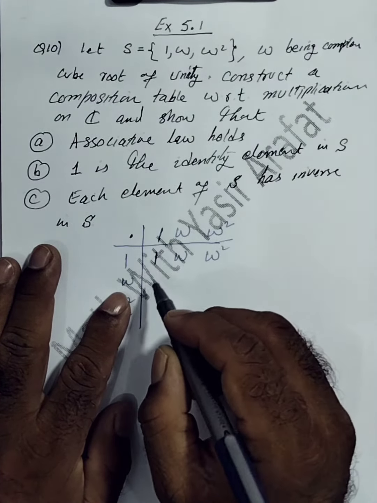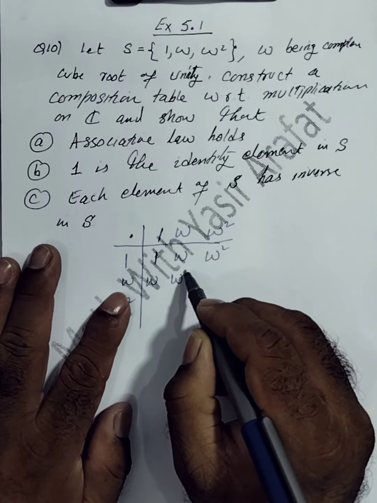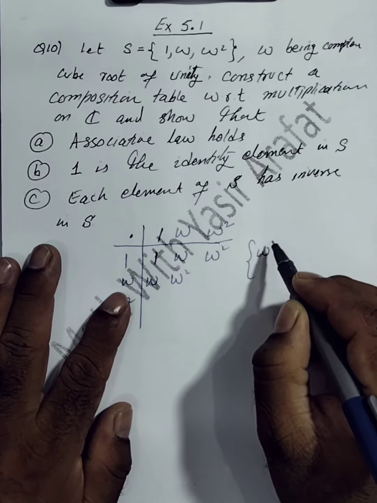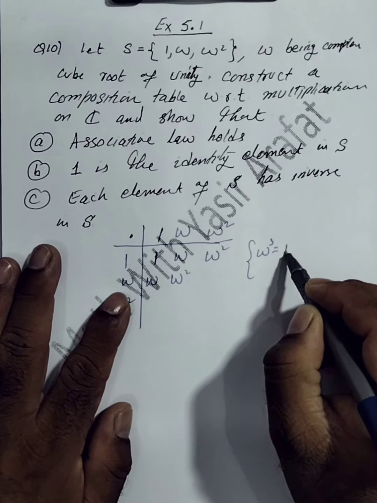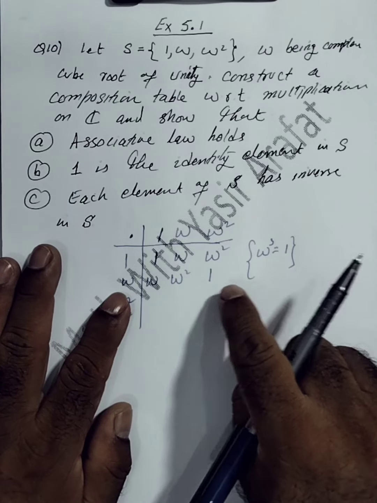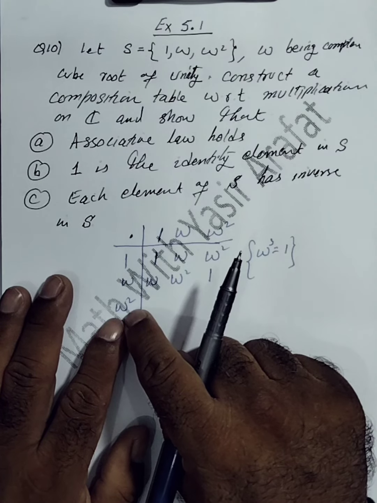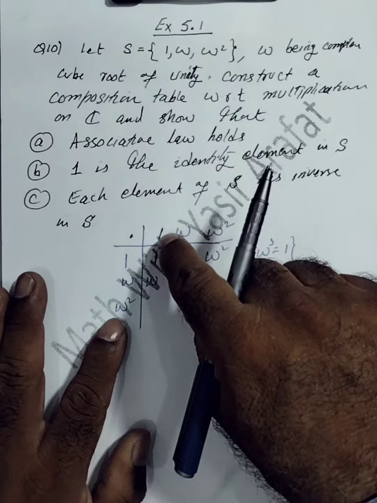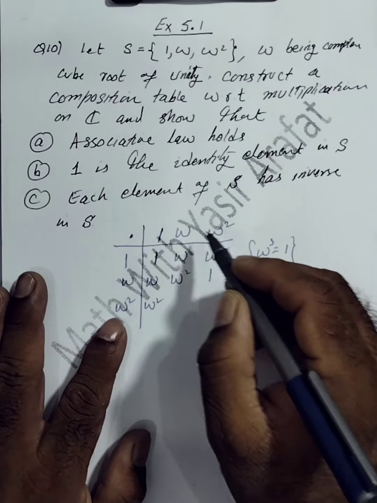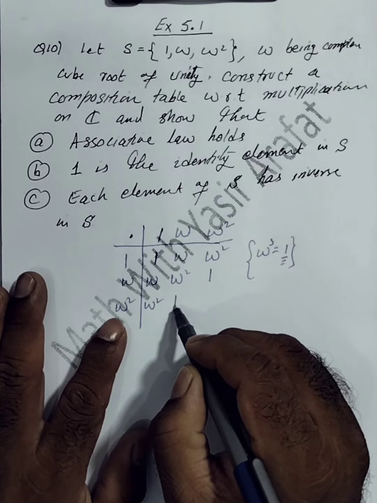Now omega multiplied by 1 is omega. Omega into omega is omega square, and omega into omega square becomes omega cube. The value of omega cube is equal to 1, so we write down 1, not omega cube. Now the next element, omega square. Omega square multiplied by 1 is omega square. Omega square into omega is again omega cube, the value of omega cube is 1, so we put 1 here.